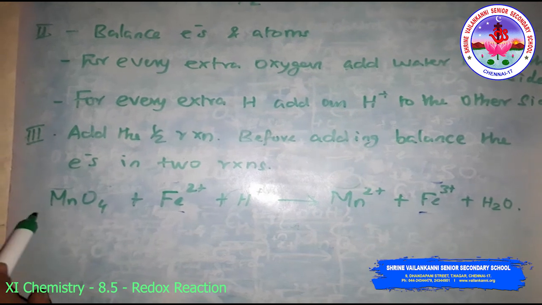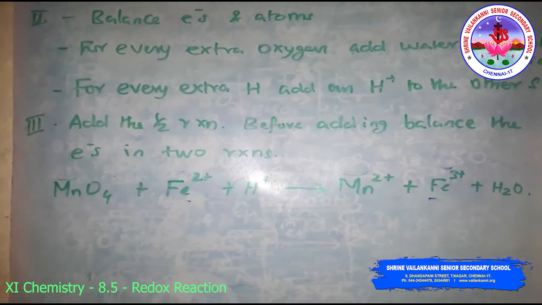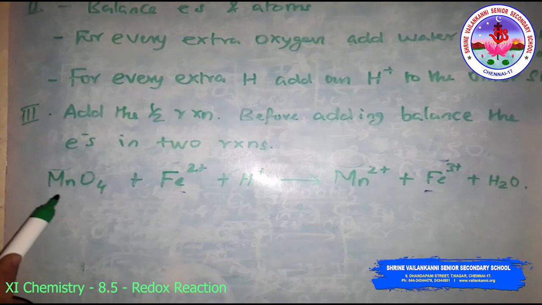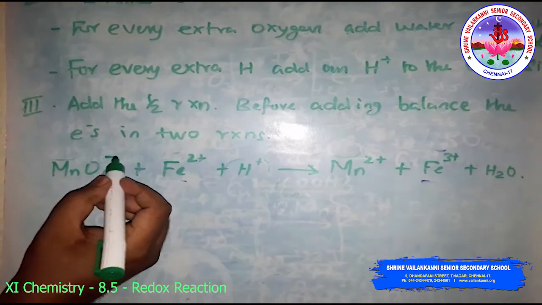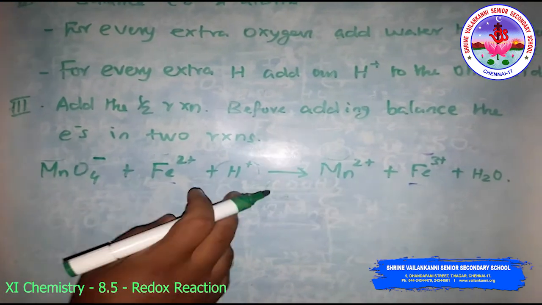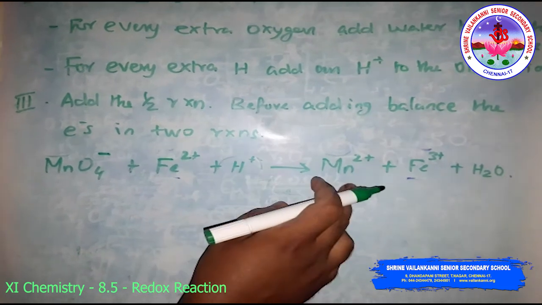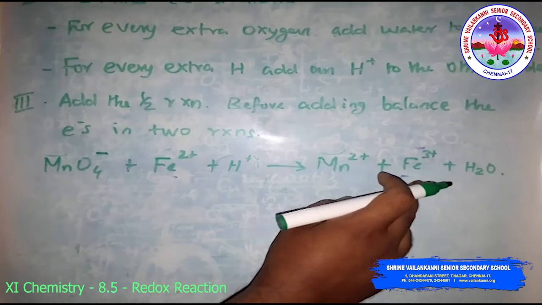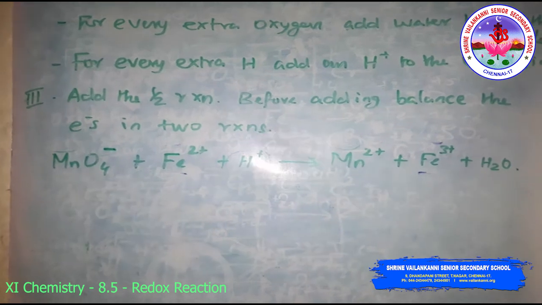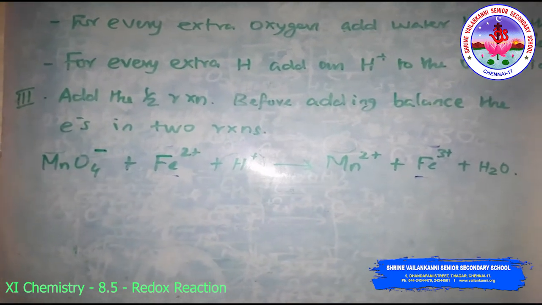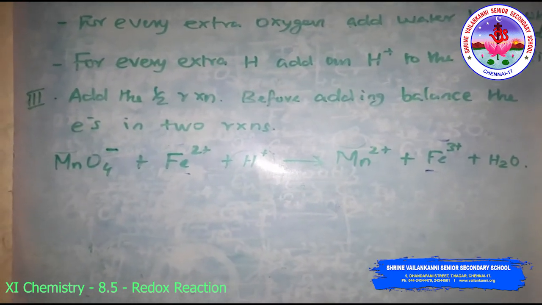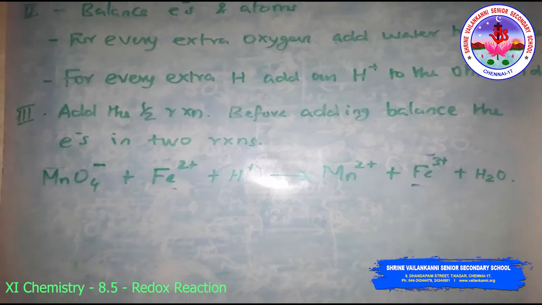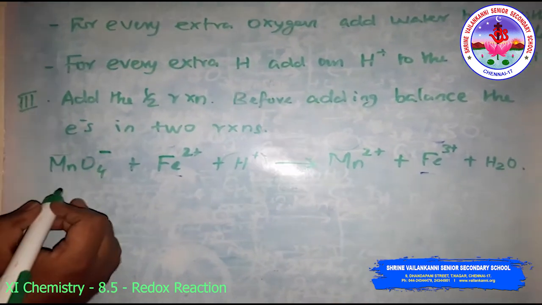Now look at this example. We will balance the reaction: MnO4 minus plus Fe2 plus plus H plus gives Mn2 plus plus Fe3 plus and H2O. First, divide into two half reactions. Before that, you have to find the oxidation number of the elements.